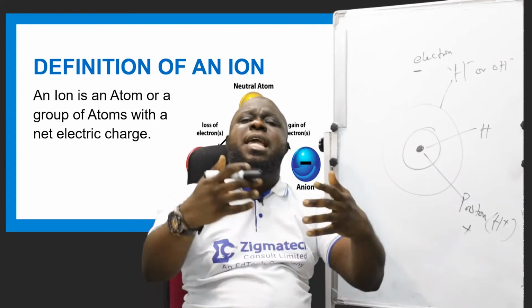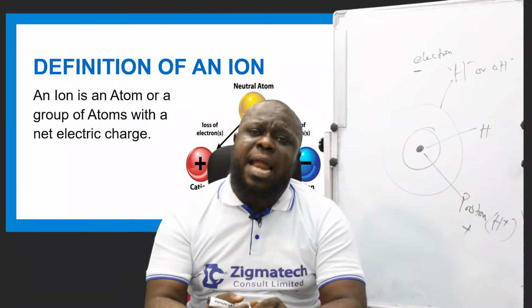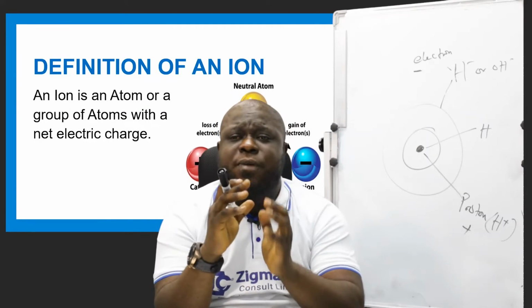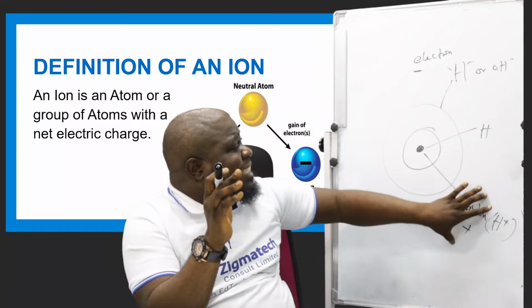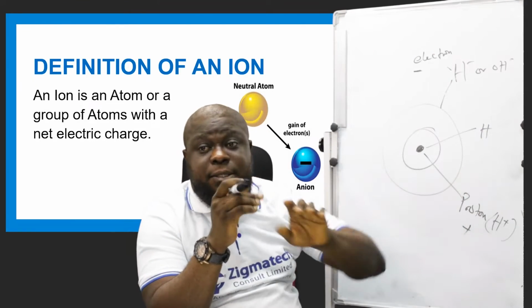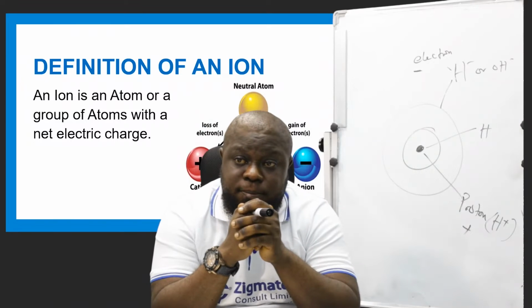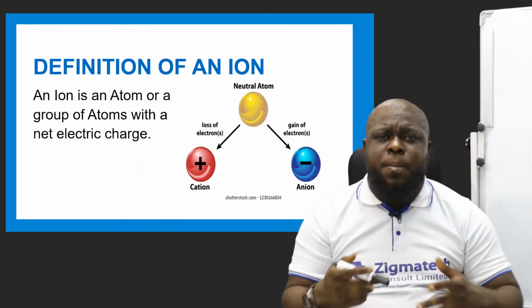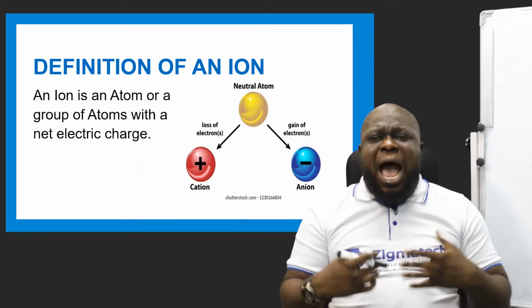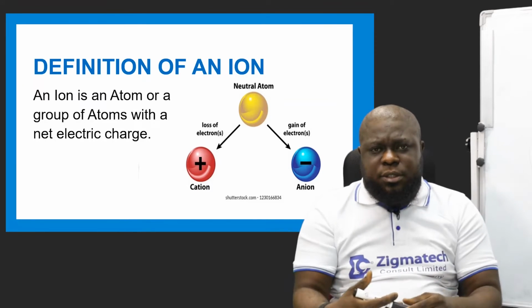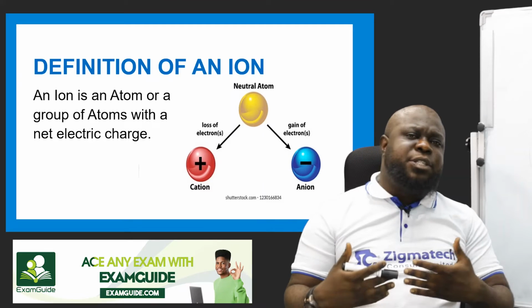Now, what is an ion? We said an ion is an atom or a group of atoms with a net electric charge. In essence, the charges in the atom are the ion. Now, this atom we're talking about has a neutral charge. How do they get charged?